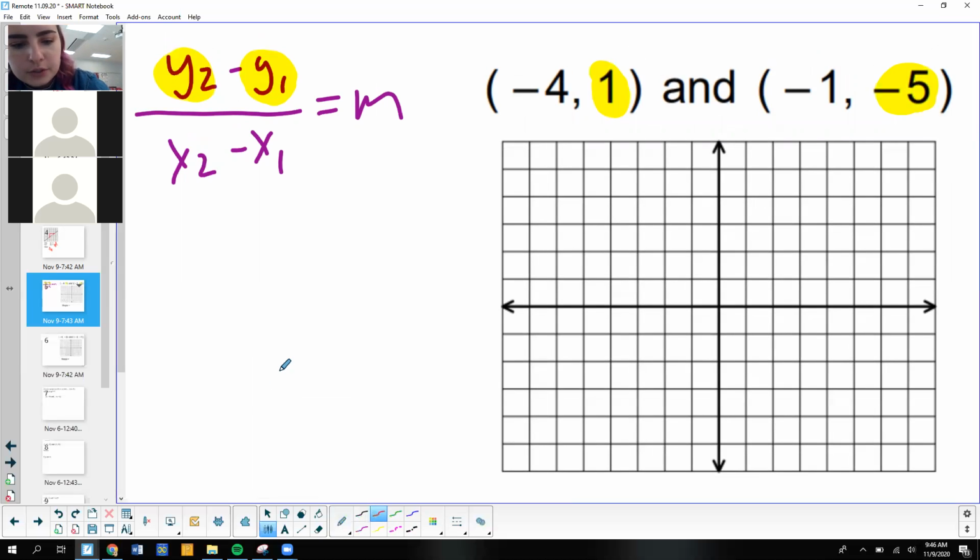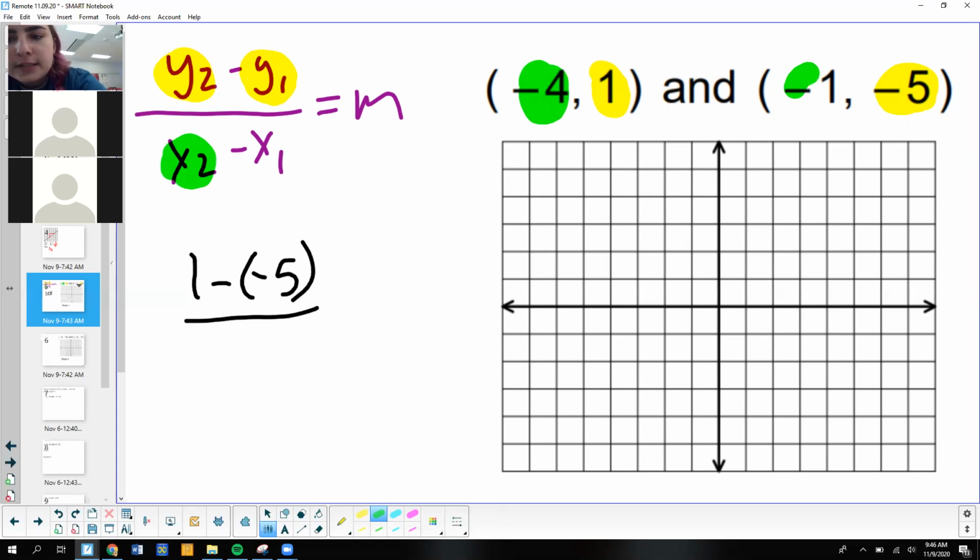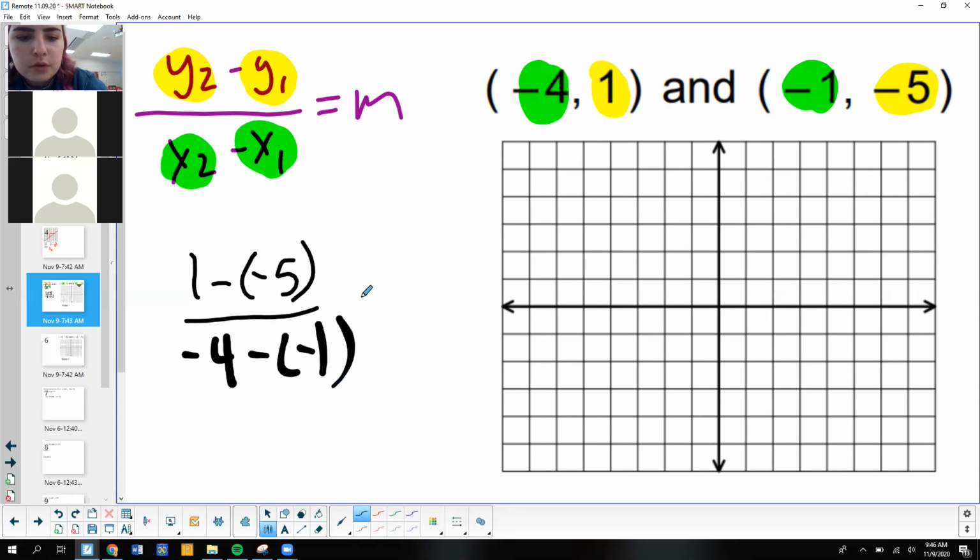So for that, I'm going to do y2, which is 1, minus y1, which is -5. So I'm going to subtract a -5, divided by x2 minus x1. So that's where I'm getting these numbers. So we're going to take x2, which is -4, minus x1, which is -1.